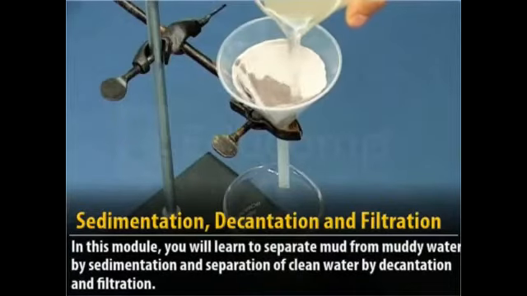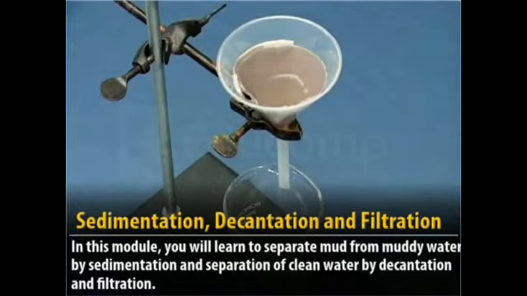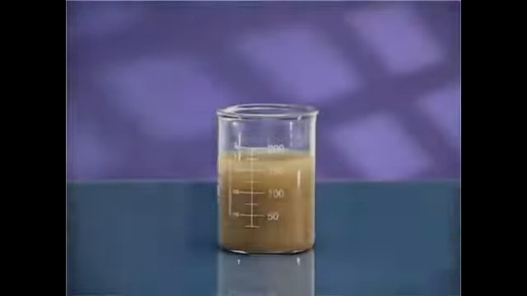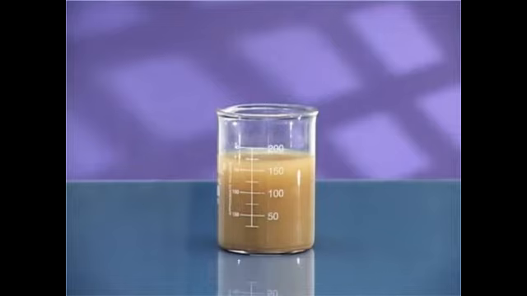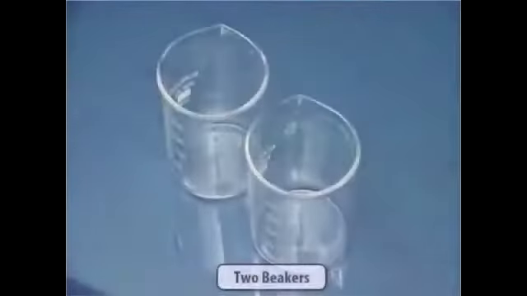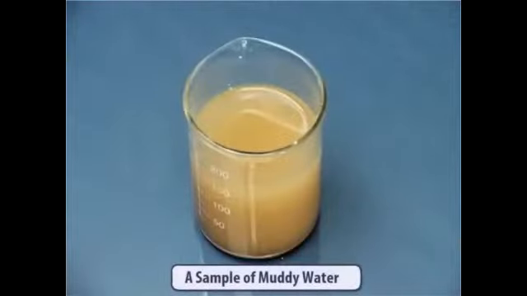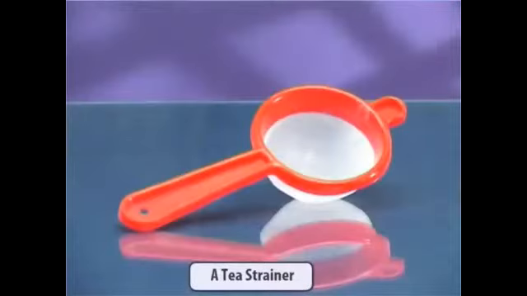In this module, you will learn to separate mud from muddy water by sedimentation and separation of clean water by decantation and filtration. How to get clean drinking water from this muddy water? Well, we shall use few methods to separate the mud from this water-mud mixture. For this activity, we need 2 beakers, a sample of muddy water, a tea strainer, a piece of cloth, funnel and filter papers.